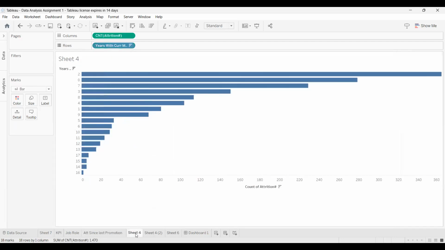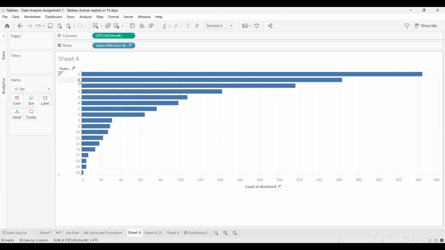Yes, then we move on to the attrition level versus the time spent with a particular manager. We have the years with their current manager and the levels of attrition. Now, from this, we are seeing that the people who have been with their current manager for approximately 2 years, the attrition is really high.